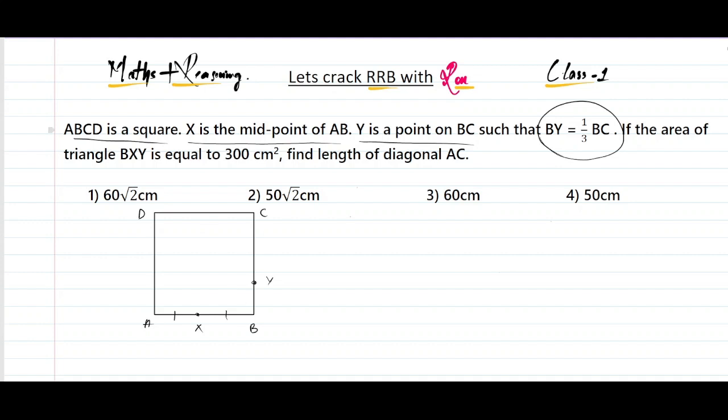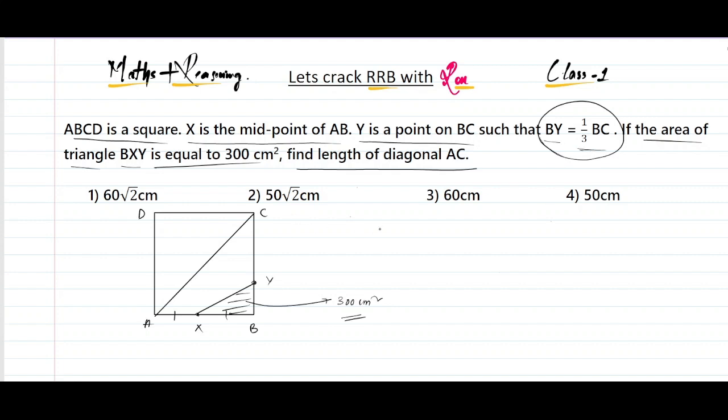Okay. Next point, if the area of triangle BXY equals 300 centimeter square. BXY means if I join this XY here, this triangle area they have given us 300 centimeter square. They asked us to find the length of diagonal AC. So see, if I join AC here, this diagonal AC length we need to find. One point we know about the square is all sides are equal and all angles are 90 degrees. Okay, see the next point here. Here we have BY equals 1/3 BC.